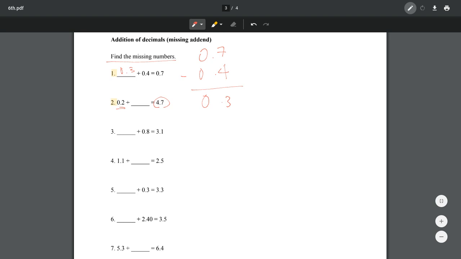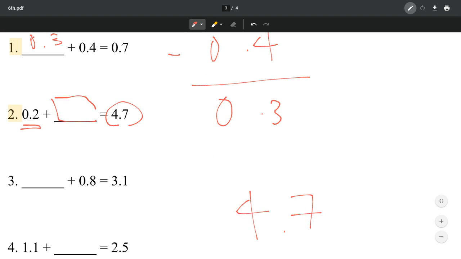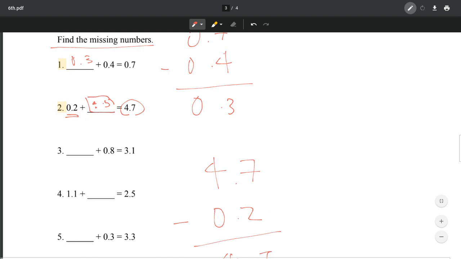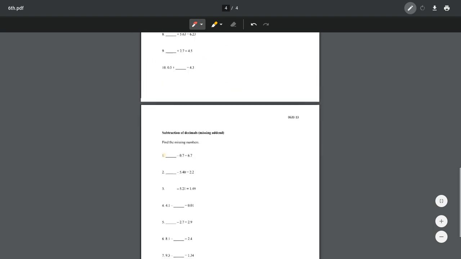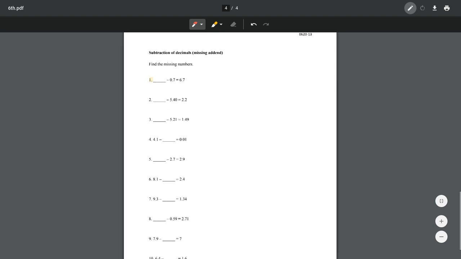And then number 2. Again, we're going to subtract 0.2 from 4.7, the total, in order to find the missing number. We do 4.7 minus 0.2, and that is 4.5. So, simple and easy. Go ahead and finish it, and then we'll move on to our last page.